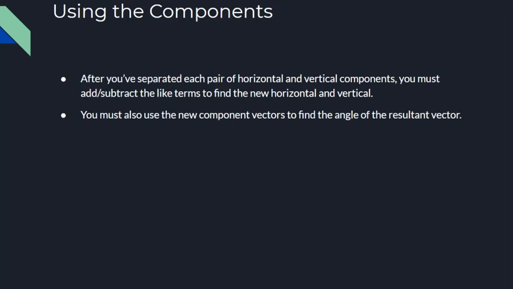Using the components, after you've separated each pair of horizontal and vertical components, you must add or subtract, whichever you're looking for, the like terms to find the new horizontal and vertical values. You must also use the new component vectors to find the angle of the resultant vector.